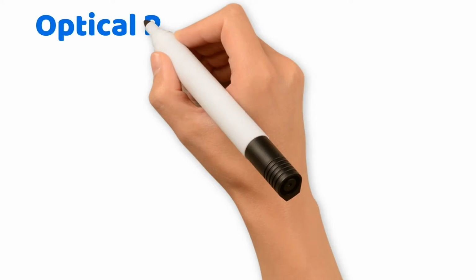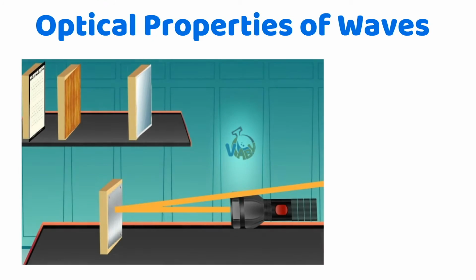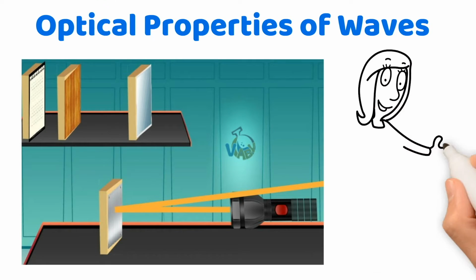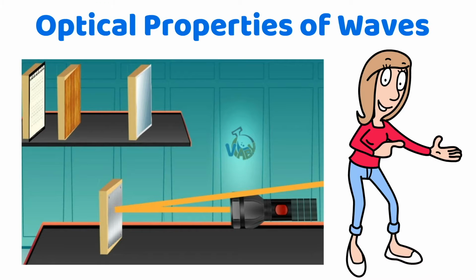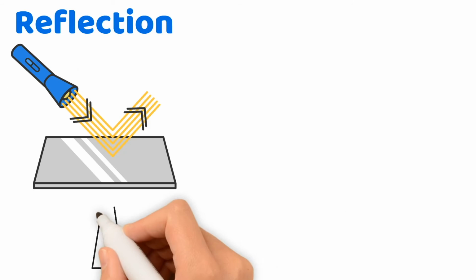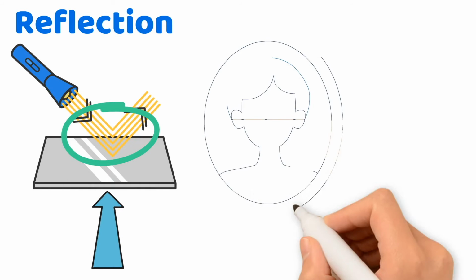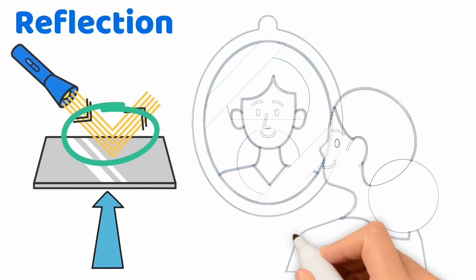Optical properties of waves. Understanding how light interacts with different mediums is essential in physical science. Let's explore two fundamental phenomena. Reflection. This occurs when light bounces off a surface, such as a mirror, without altering its intrinsic properties but changing its direction. This principle is why you can see your reflection in a mirror.